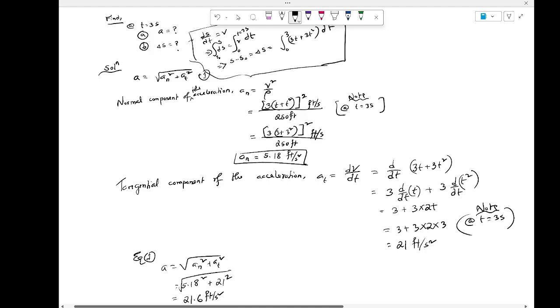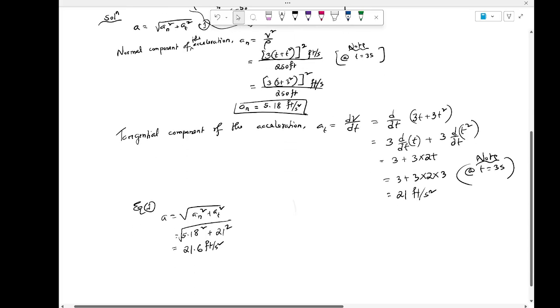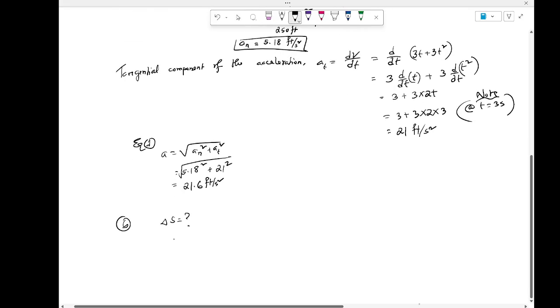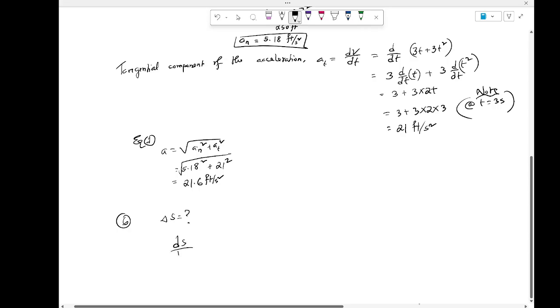So the final thing, obviously, the del S, right? I was giving the hints, but I'm going to do it formally now. Any question on this? Okay. So the part B. Part B is del S that we are trying to find. Now, this is the thing that we did all the time. ds over dt equal to v. You guys remember that change of distance with time is the velocity, right? And then we're gonna rearrange things, right?